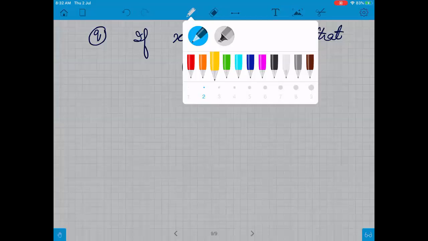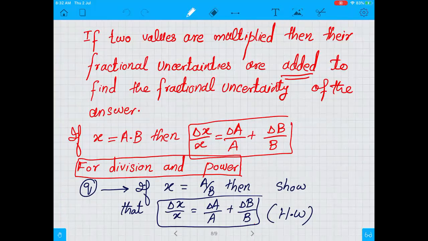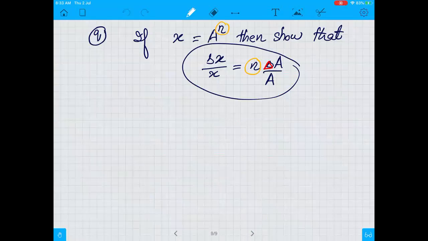Now today the homework for you is that you have to prove two things. First of all, if two values are divided, then their fractional uncertainties are added to find the fractional uncertainty of the answer. And the second thing that you have to prove is that the power in a formula will become coefficient. So today we have to do up till this point, and we are almost done with the chapter. Now only examples are remaining, and from tomorrow we will do examples and past paper questions.